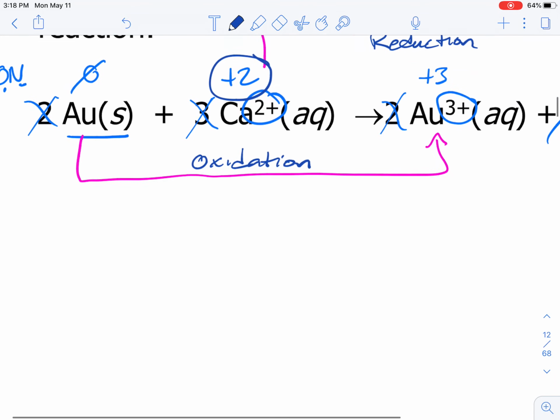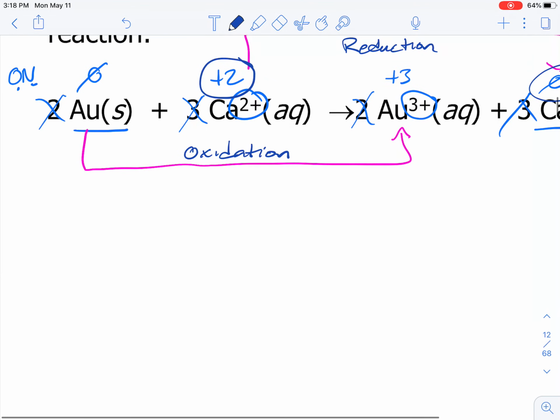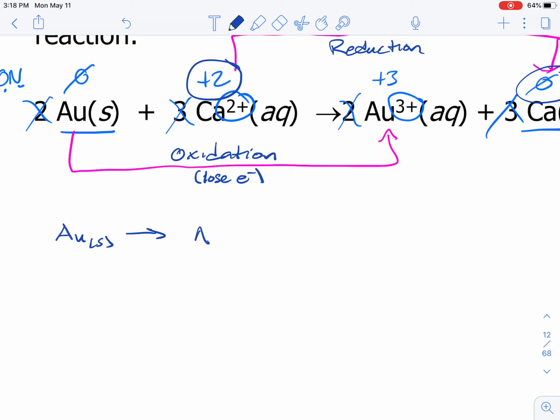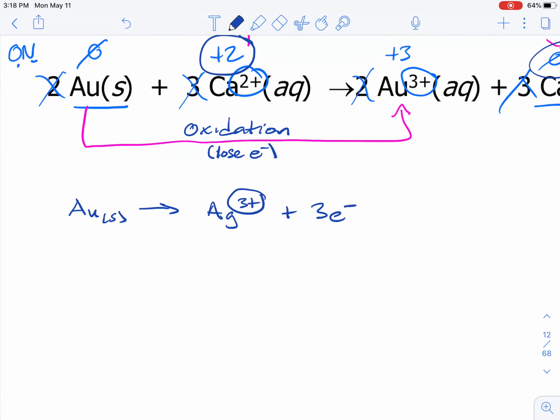So what I'm going to do is write out my two half reactions. Since oxidation is occurring for gold, that means we're going to lose electrons. When we're losing electrons, when we write that half reaction, those electrons are going to be found on the product side. So notice that since this is plus 3, that means it has lost 3 electrons.